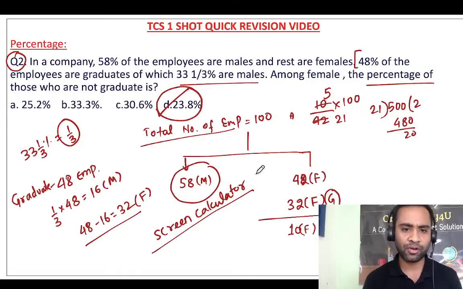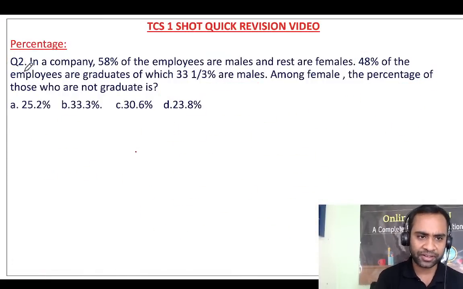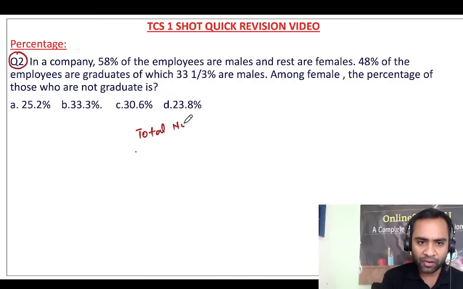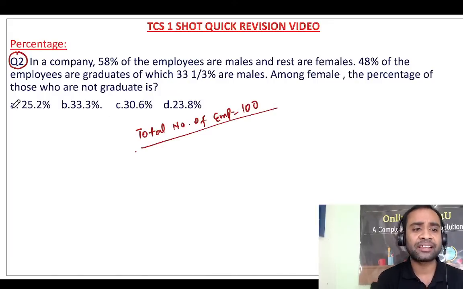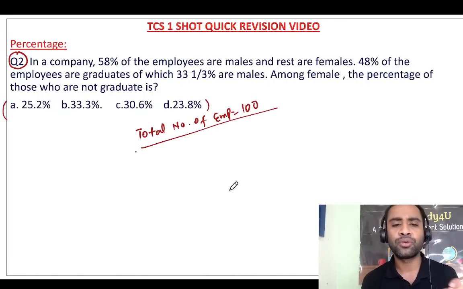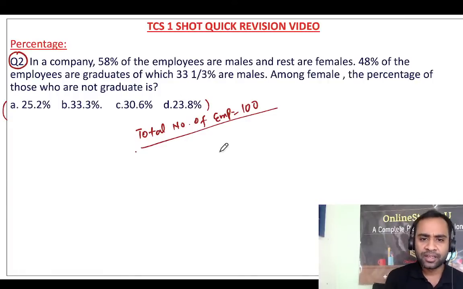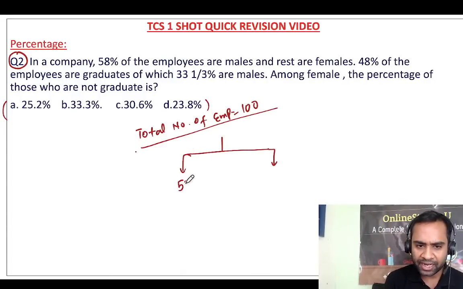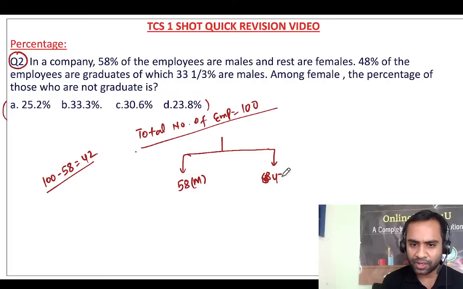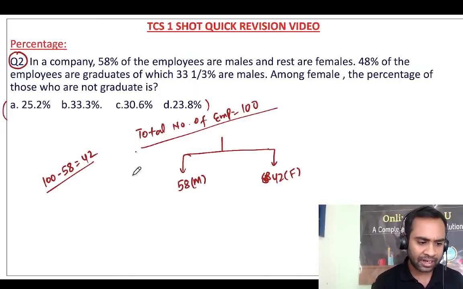Keshav is telling repeat, sir. Okay, so if it is not clear, please see once more here. Total number of employees, I assumed 100, because whenever your options are in terms of percentage, you do not have to worry at all, right? Then they said 58% of the employees are male. So out of 100, 58 is male, and the remaining will be 100 minus 58, which is 42. So 42 will be female. Clear? Till here clear step by step.